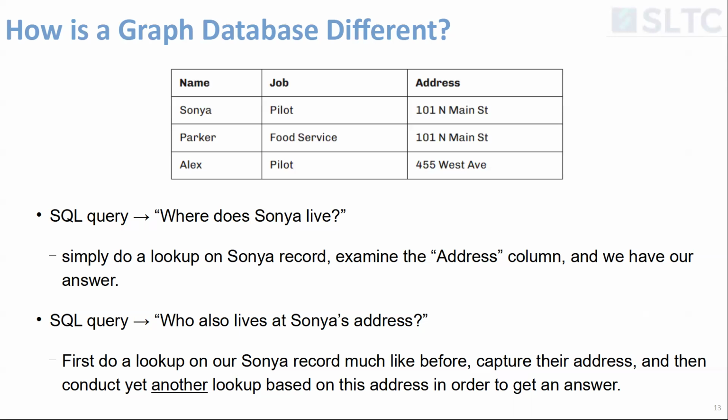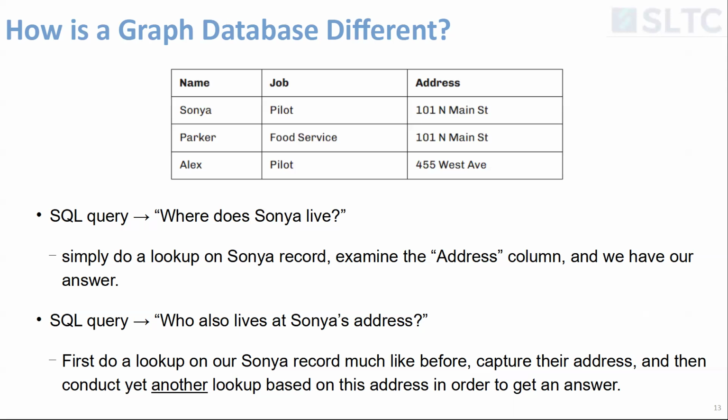Now, look at a second question. Who also lives at Sonia's address? Now, that's a bit of a complex question. So first, we need to run our first query and see where Sonia is living, right? So we'll get that record. So then we need to look at the address and then see whether there are any other records in the address column. And we need to skip Sonia there and then look for other people in that place.